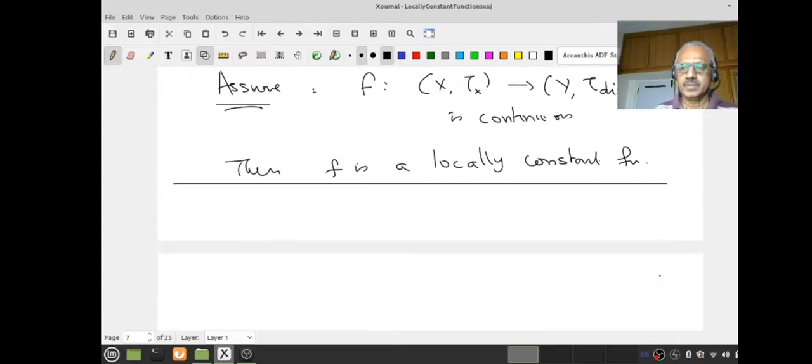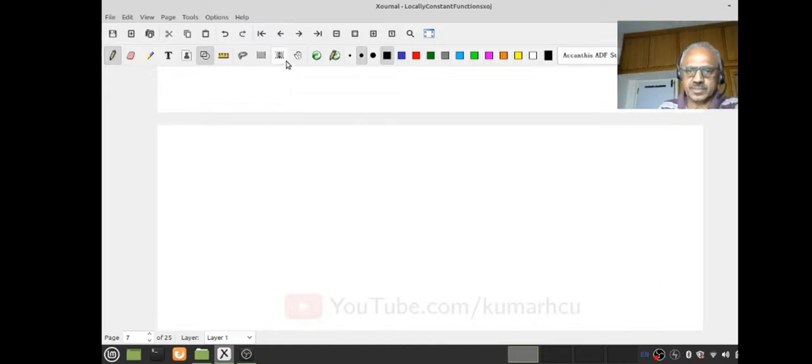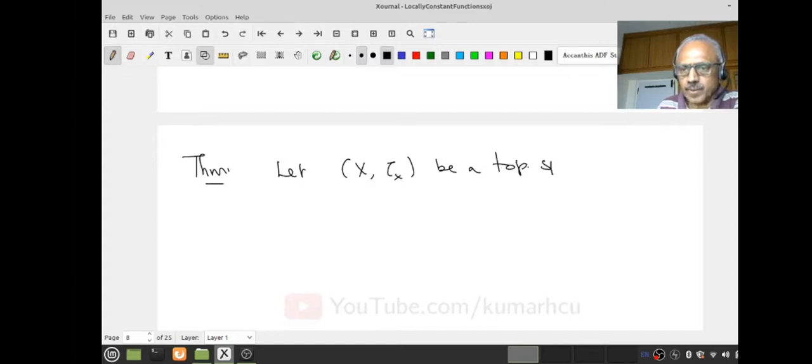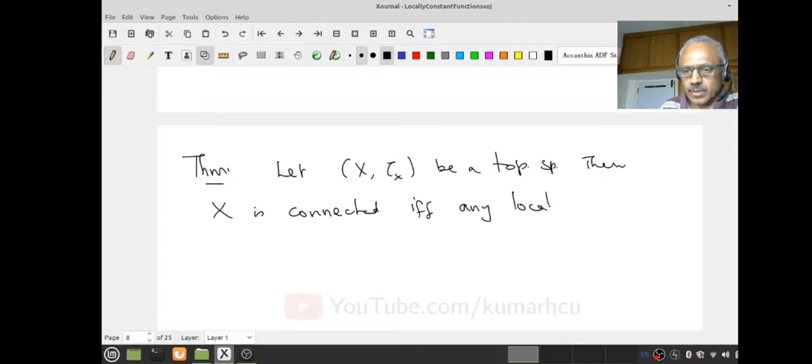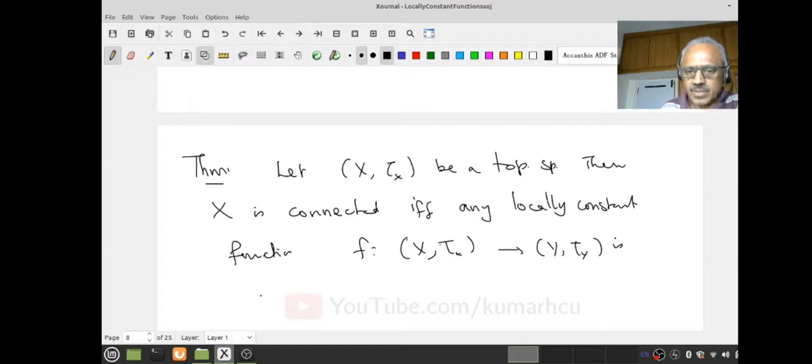Now let's come to the main result of this lecture, the theorem. Let (X, tau_X) be a topological space. Then X is connected if and only if any locally constant function f from (X, tau_X) to (Y, tau_Y) is a constant.